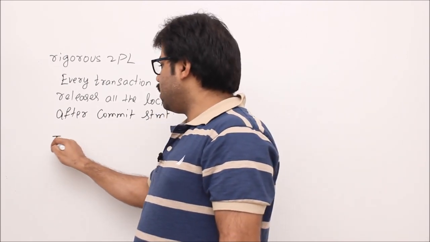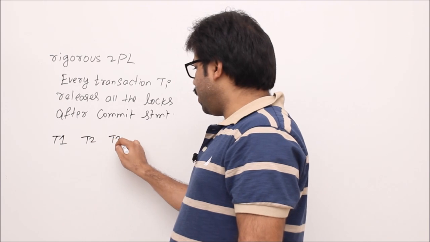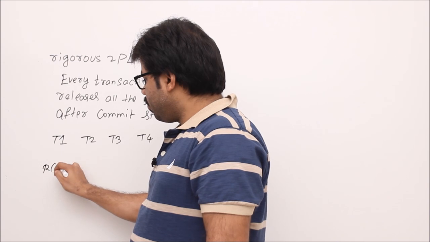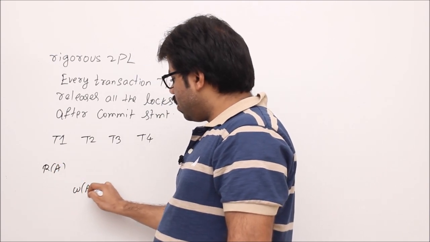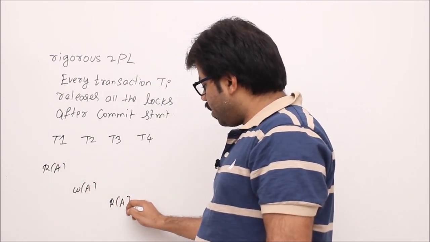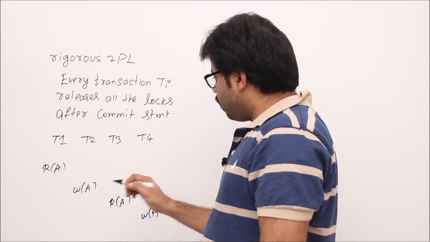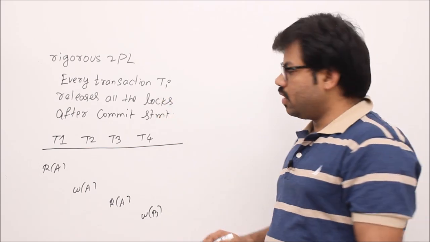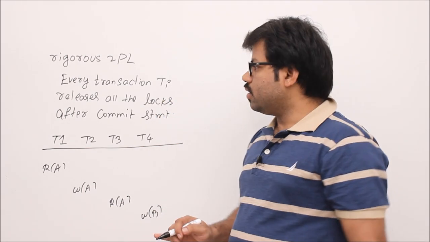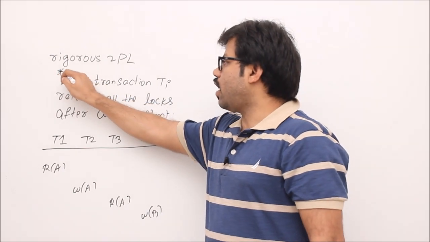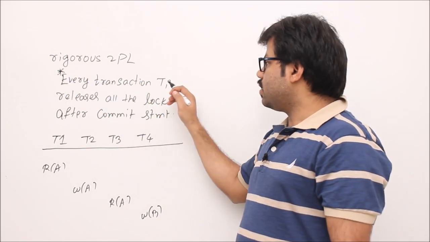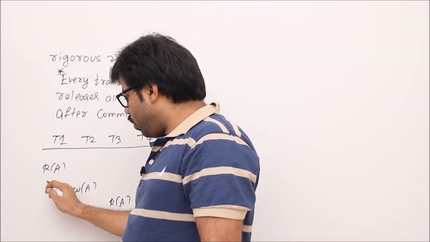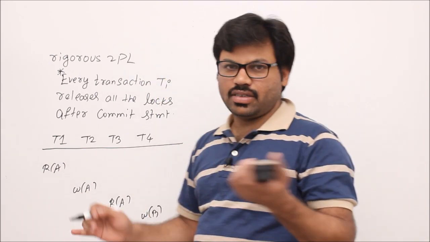Example we will see. Consider these transactions T1, T2, T3, T4 and see this one, read of A, write of B, something, let's say read of A and write of B. Is it allowed under rigorous 2PL? We will see. If it is allowed under rigorous 2PL, then we should remember this point. We should always follow this condition: every transaction releases all the locks after the commit statement. So what we do is we put random commit statements because that depends on the transaction.